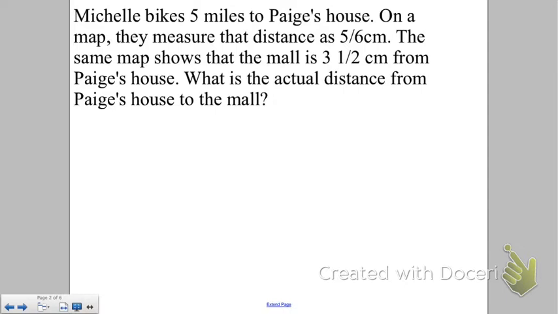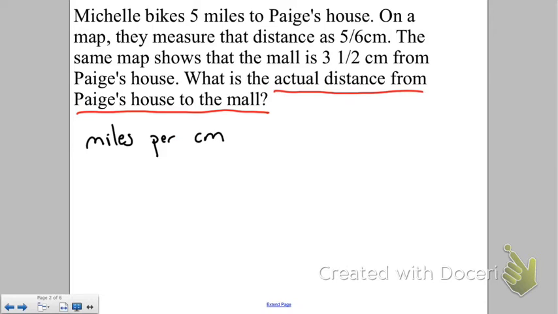We need to know the actual distance from Paige's house to the mall. I'm going to start this by finding the actual miles per centimeter of the map. That means I'm going to need miles as my numerator and centimeters as my denominator. We know that 5 miles is 5/6 centimeters.